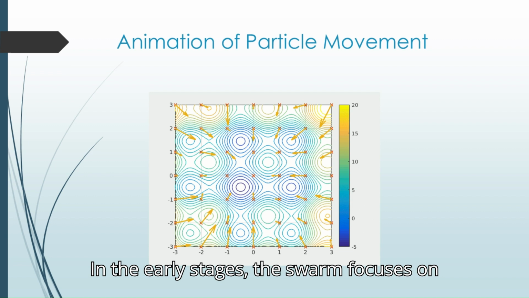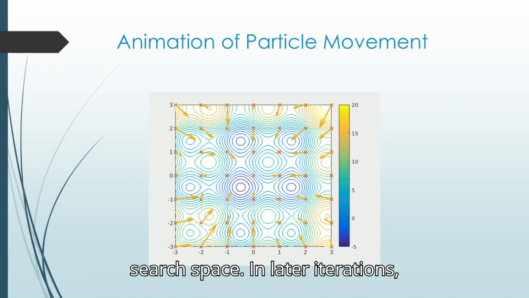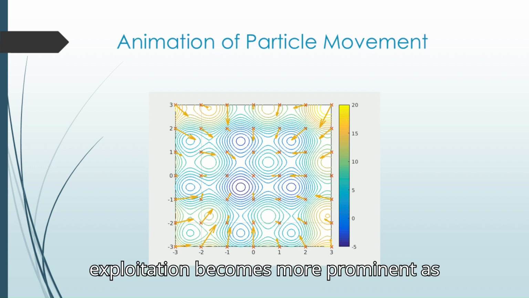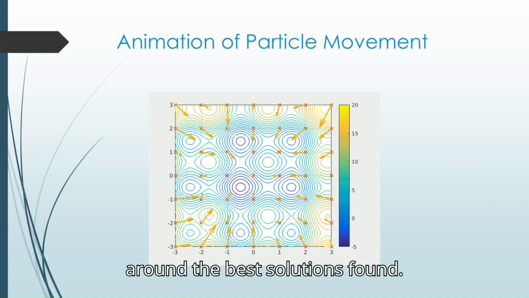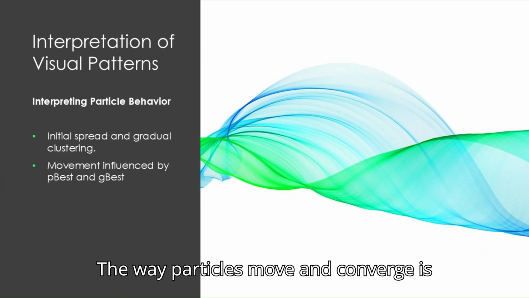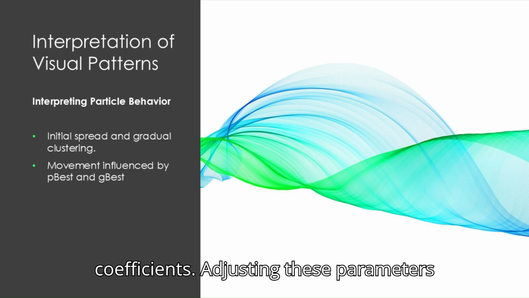In the early stages, the swarm focuses on exploration, searching broadly across the search space. In later iterations, exploitation becomes more prominent as particles fine-tune their positions around the best solutions found. The way particles move and converge is influenced by PSO parameters like inertia weight and cognitive and social coefficients.